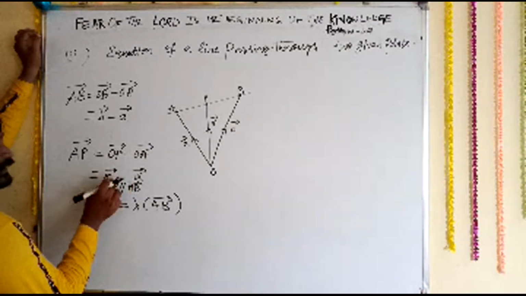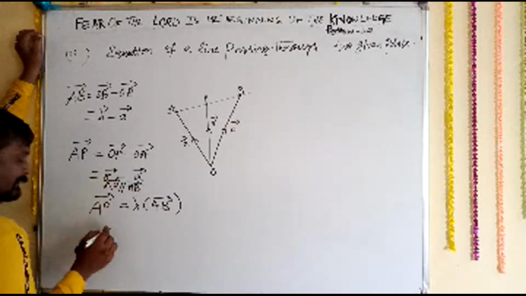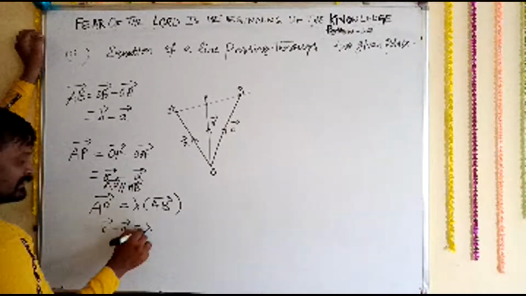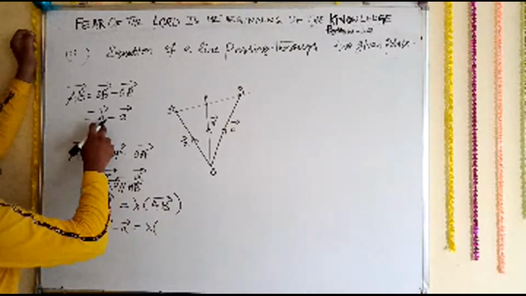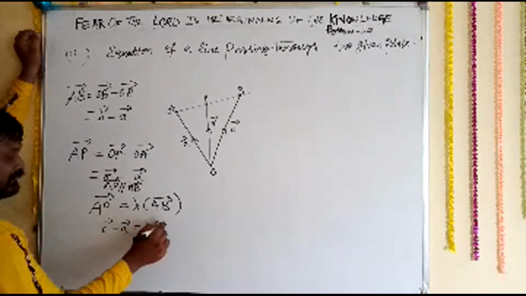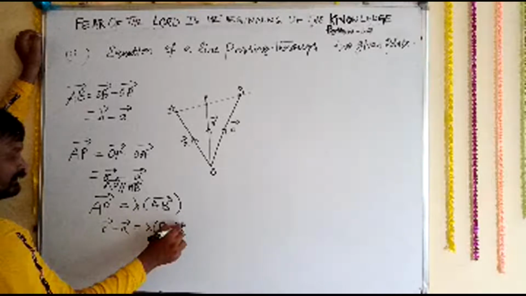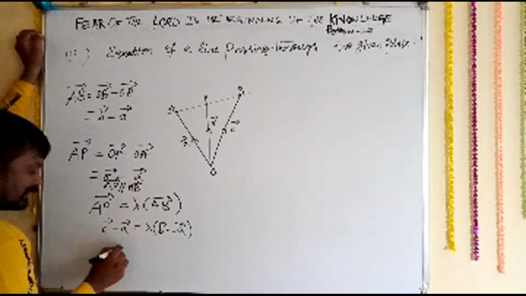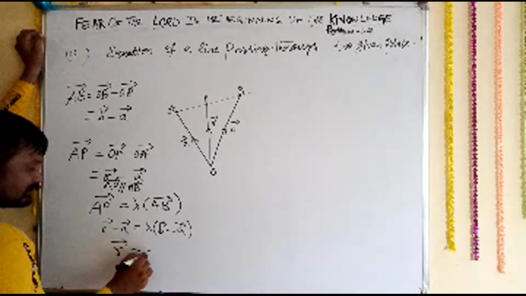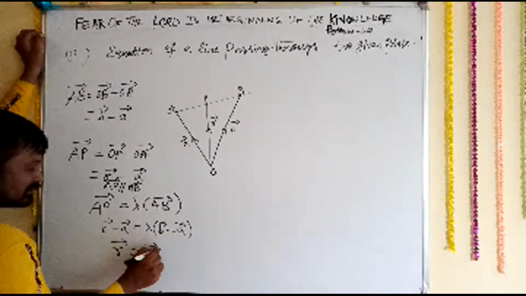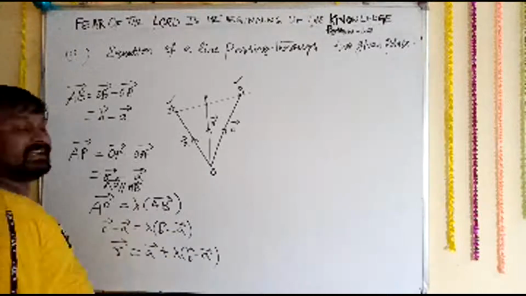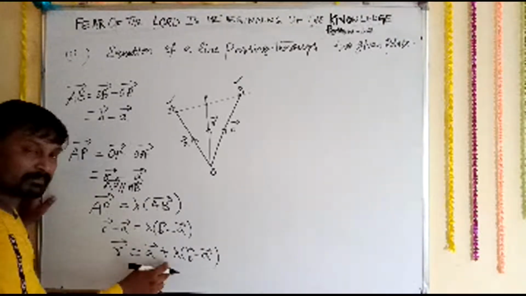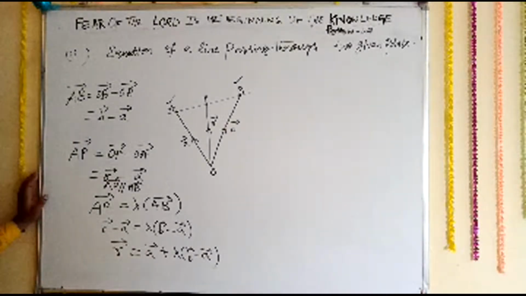AP means what do you know here? r vector minus a vector. So write r vector minus a vector, lambda. AB means what do you know? b vector minus a vector. So write b vector minus a vector. So now here, minus a vector goes to that side as plus. So r vector is equal to a vector plus lambda into b vector minus a vector. We are given r vector is equal to a vector plus lambda times b vector minus a vector.